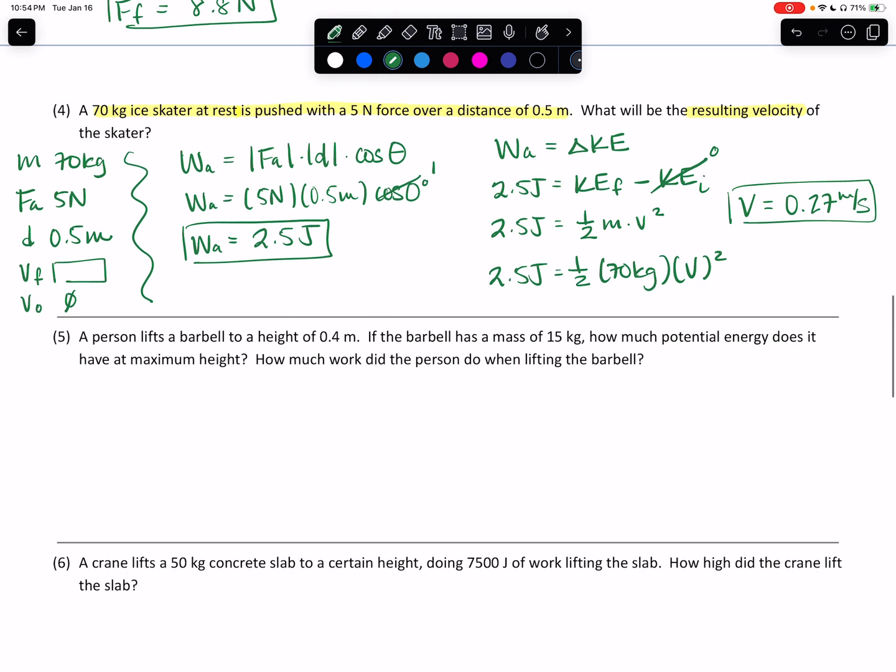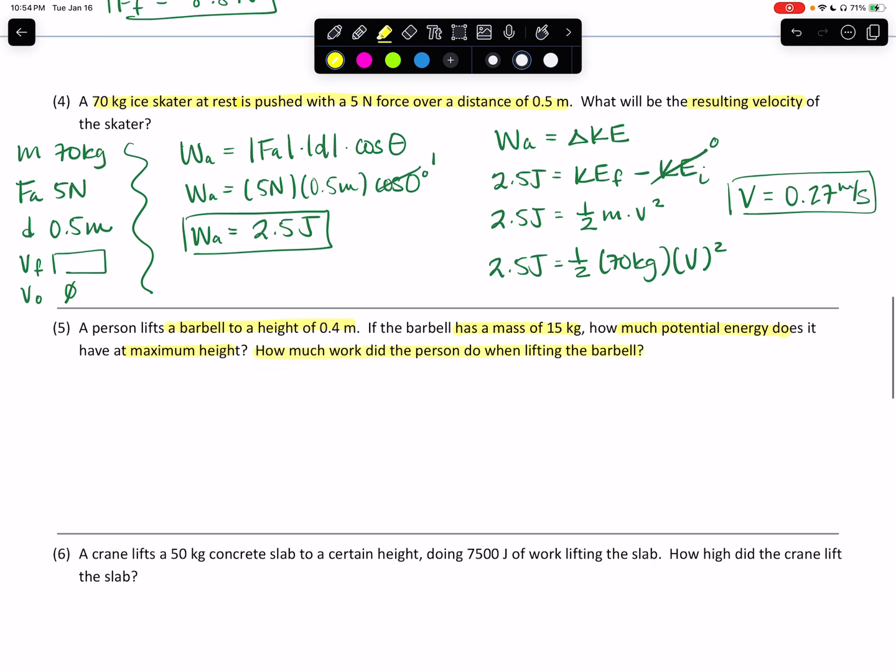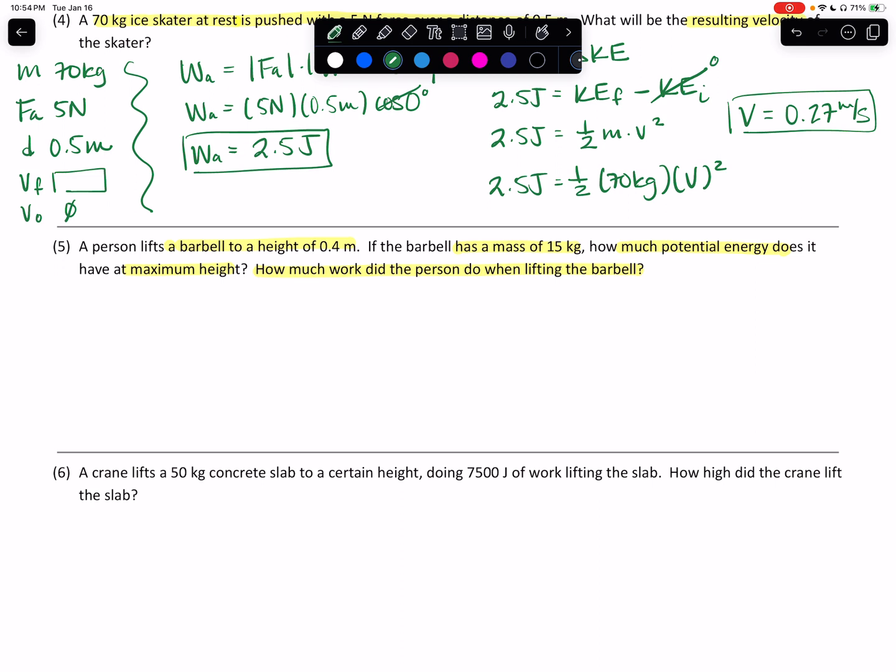Next, a person lifts a barbell to a height of 0.4 meters. If the barbell has a mass of 15 kilograms, how much potential energy does it have at maximum height? How much work did the person do while lifting the barbell? So let's see what we have. We have a height of 0.4 meters.